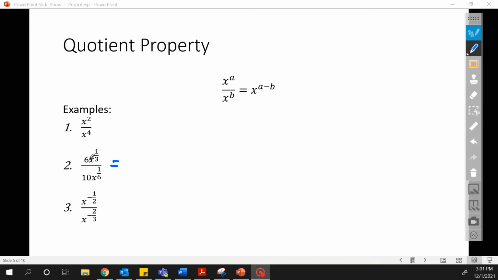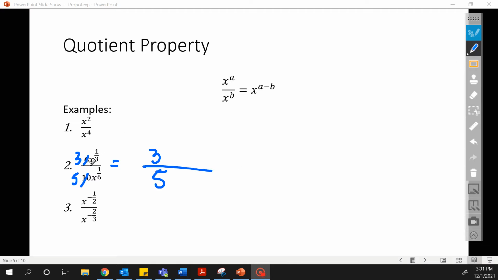For number 2, we have 6x to the third divided by 10x to the sixth. Now, 6 over 10, 6 divided by 10, that can just be simplified to 3 over 5. Because 2 goes into 6 and 2 goes into 10. 2 goes into 6 3 times, 2 goes into 10 5 times. So that's a 3 in the numerator, 5 in the denominator.